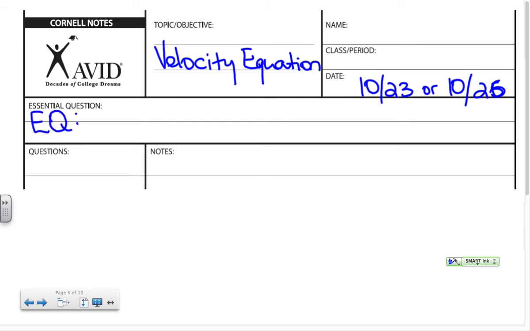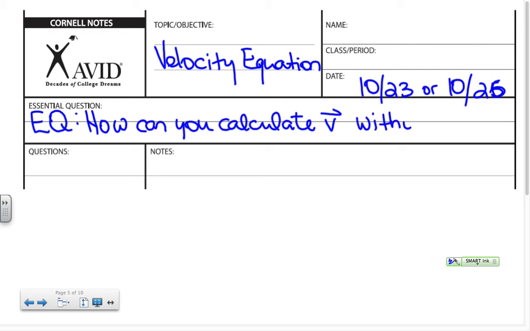Now, the middle section here is going to be your EQ, or essential question. Your essential question is, how can you calculate velocity without having to use a graph? How can you calculate velocity? Notice I'm using the symbol for velocity without a graph. Now, we know how to calculate it from a graph because we have set that up, and we're going to talk a little more about that.